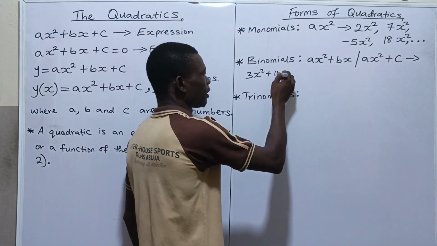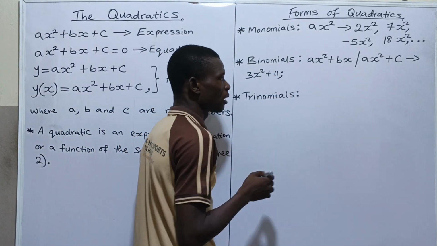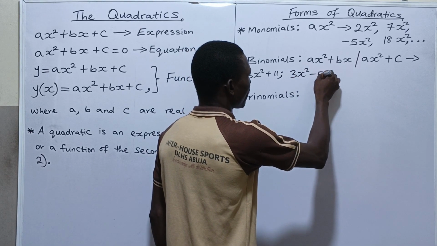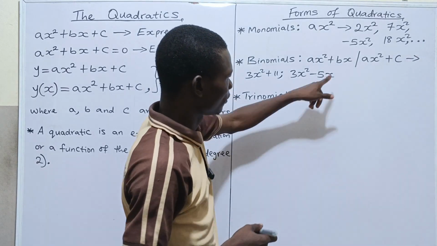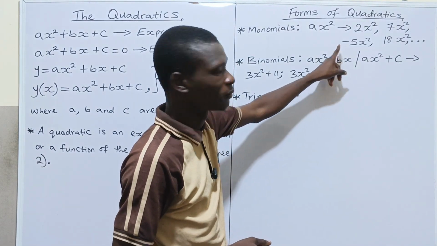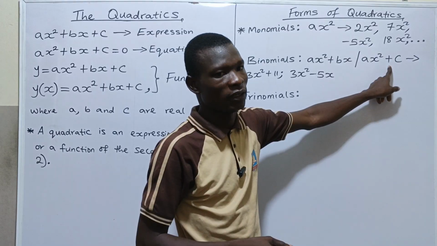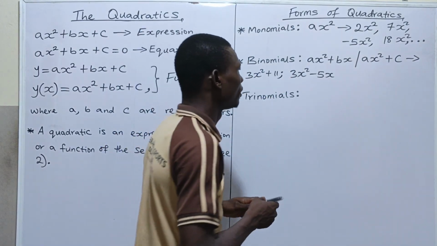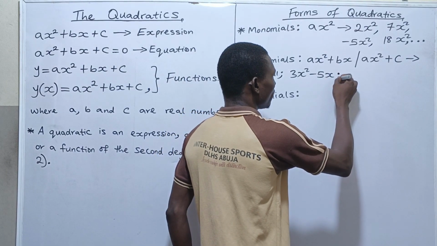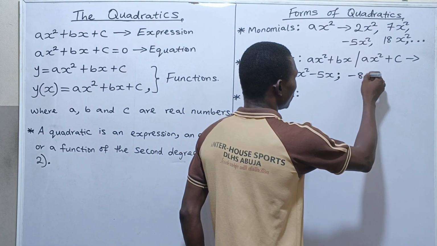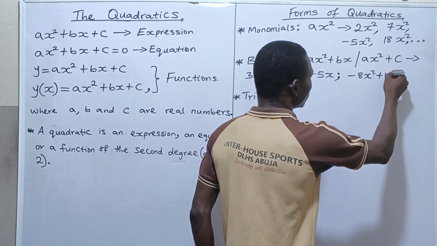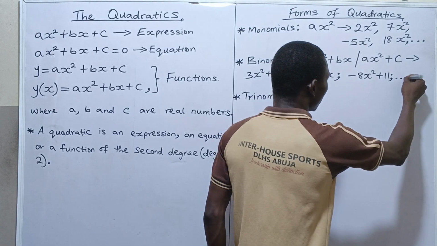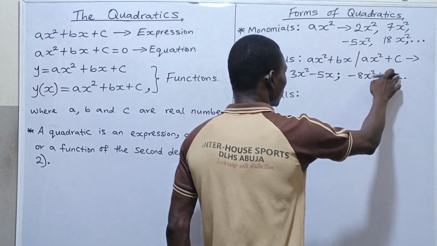So if quadratic binomial can appear in this form, it can also appear as probably 3x squared minus 5x. This form follows this format. This form follows this format. Quadratic binomial, quadratic binomial. It can also appear as minus 8x squared plus 11. The list goes on and on. Again, as we have them.